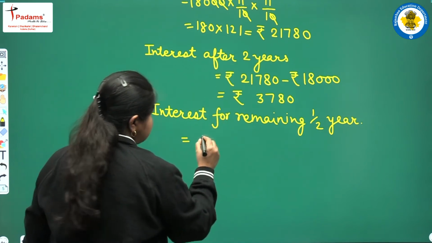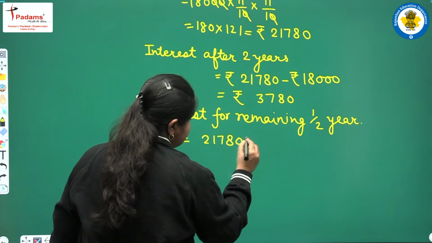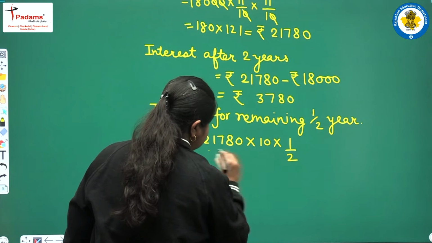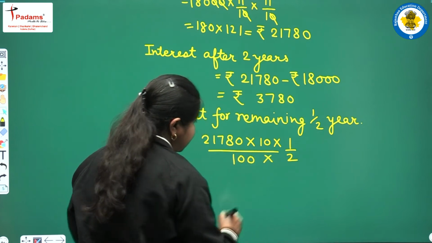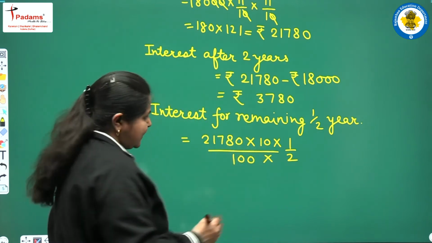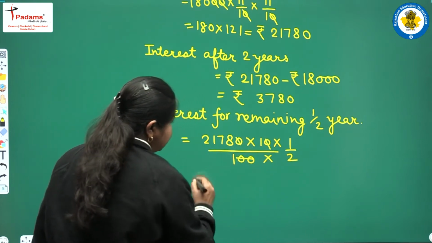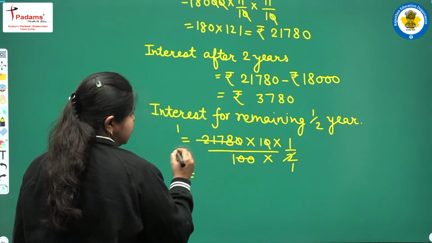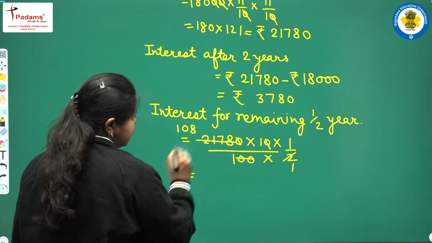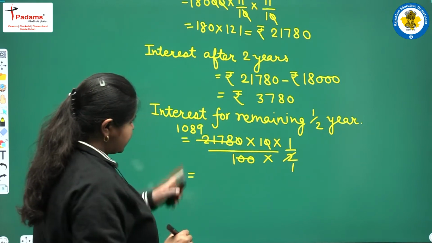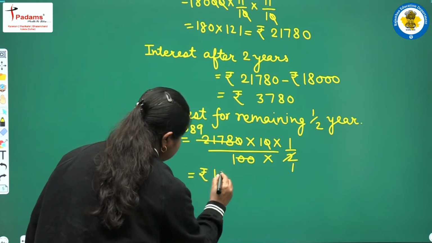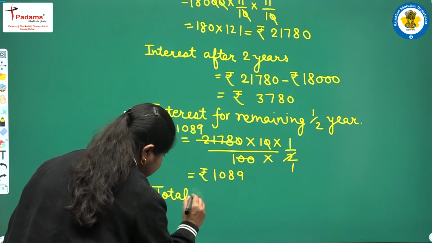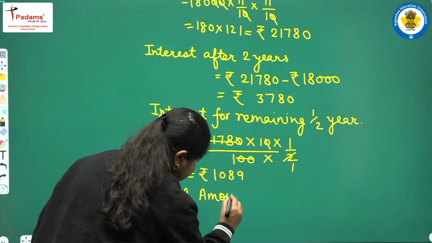So now our principal will be 21780 into the rate which is 10% and now the time is half year upon 100. We used the same formula, principal into rate into time upon 100. Cancel this 0, then we can cancel by 2 also, 1 time, here we have 2 ones are 2, then 0, 8 times 16 and 9 times 18. So it is rupees 1089.